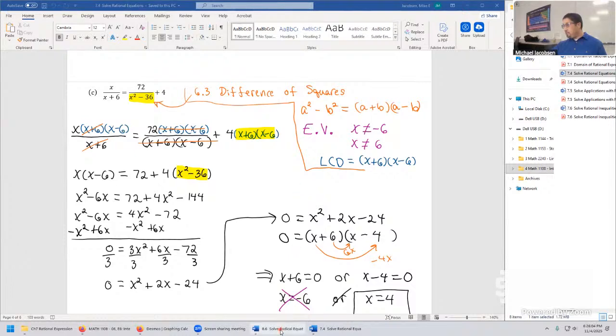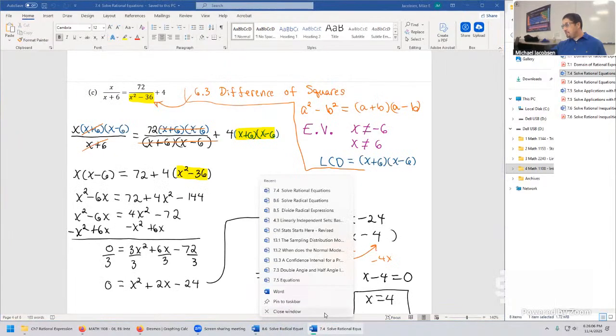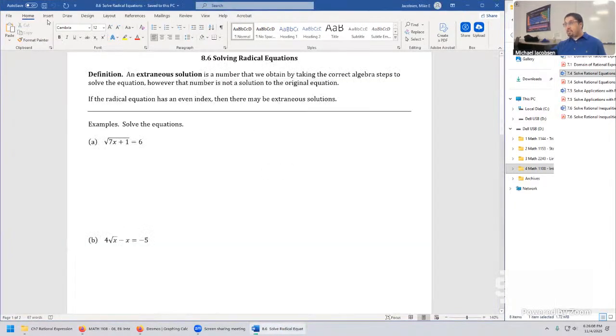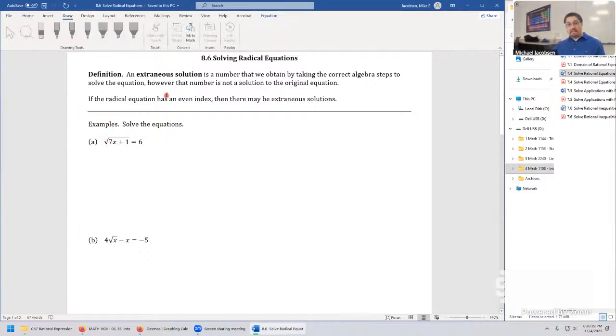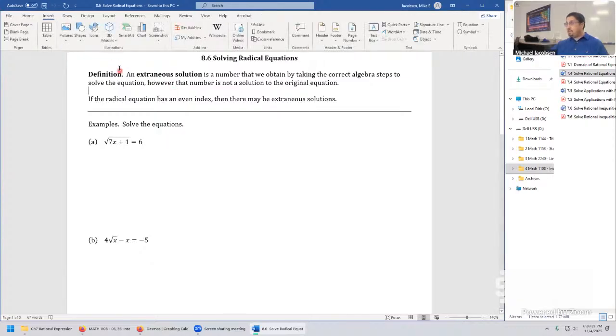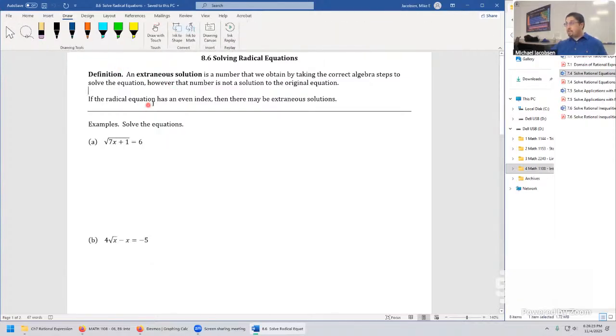Okay, here's where it becomes relatively relevant again. When we're solving radical equations, that's always kind of a strange word, but what we mean by a radical equation is there's a root somewhere in the equation. It's either a square root, a cube root, a fifth root, maybe an eighth root, and so on. These have extraneous solutions, but only when the index itself is even.